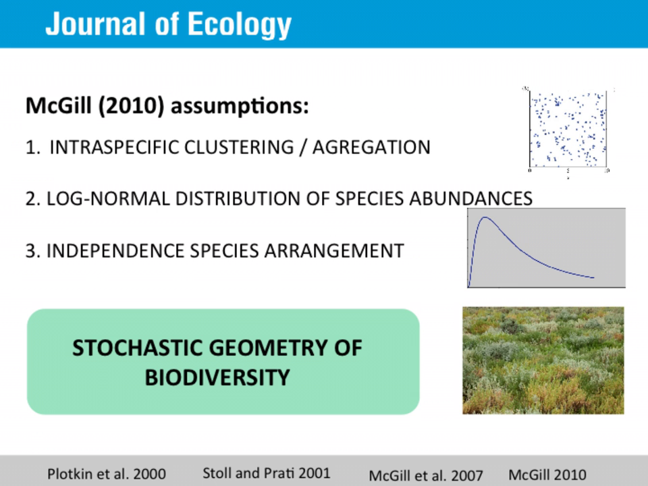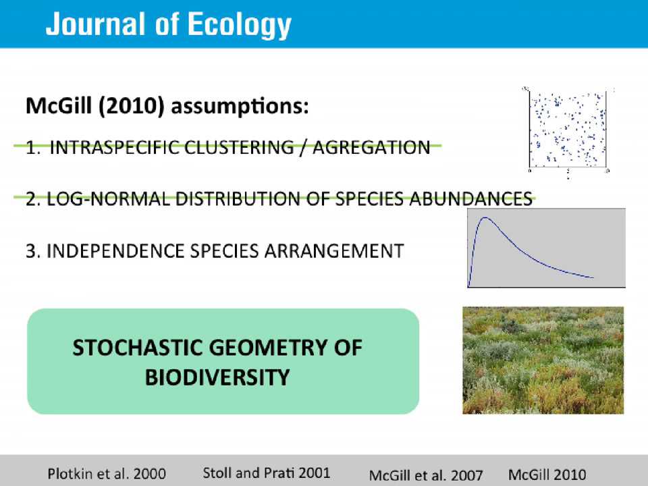Second, the abundance of a species in a community follows a log-normal distribution. That means that communities are characterized by many rare species and only few common species. And the third rule is called the independence species arrangement and proposes that in species-rich communities, most interspecific individuals are located independently in space with respect to each other. So, in species-rich communities, the frequency of interspecific spatial associations is lower than in species-poor communities.